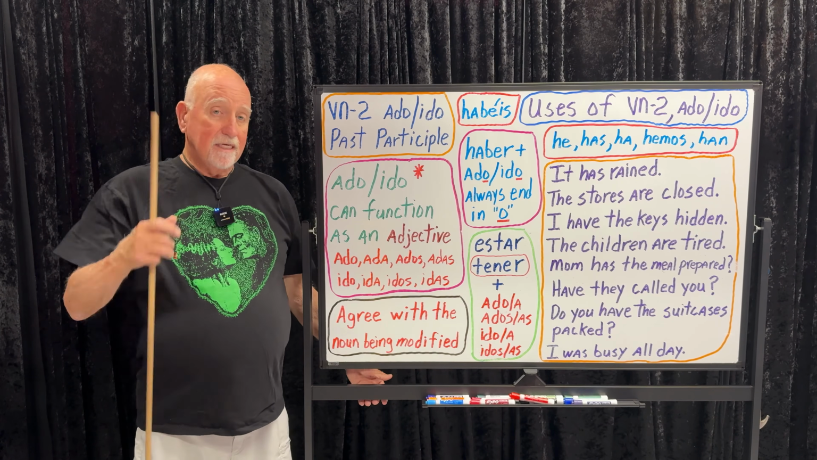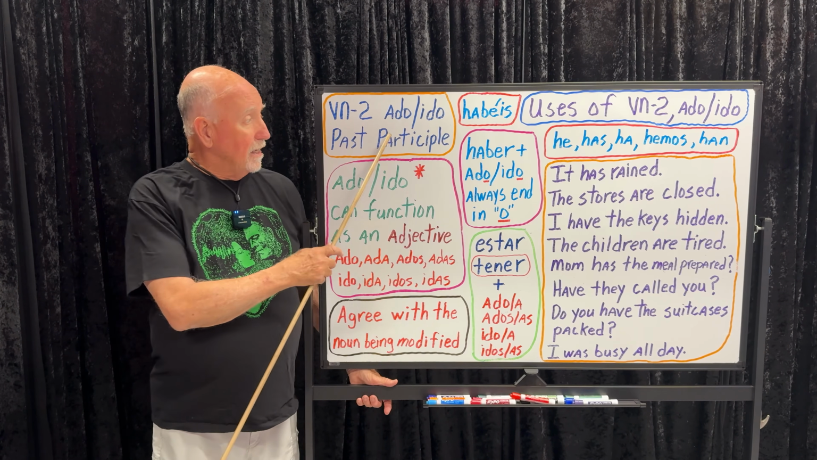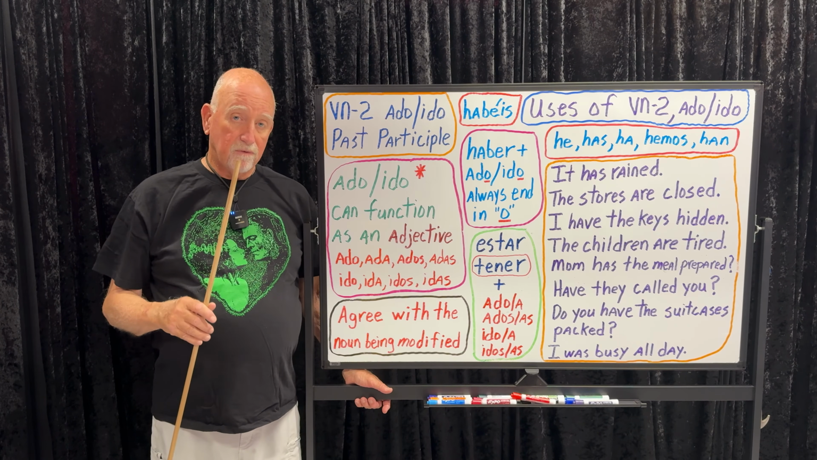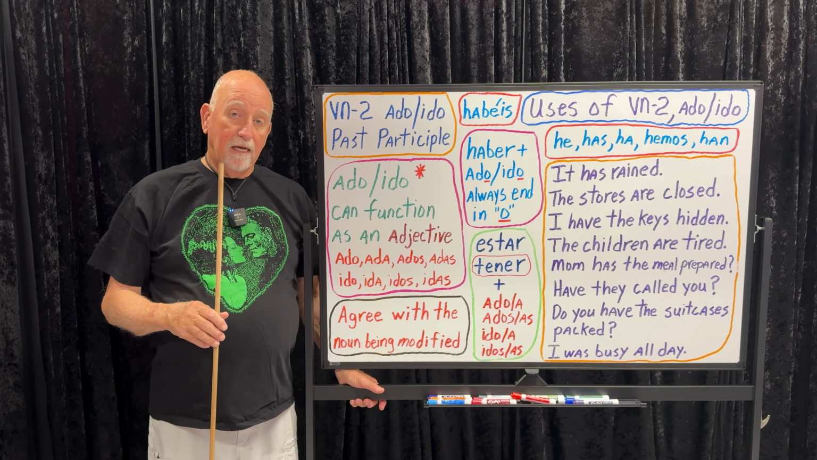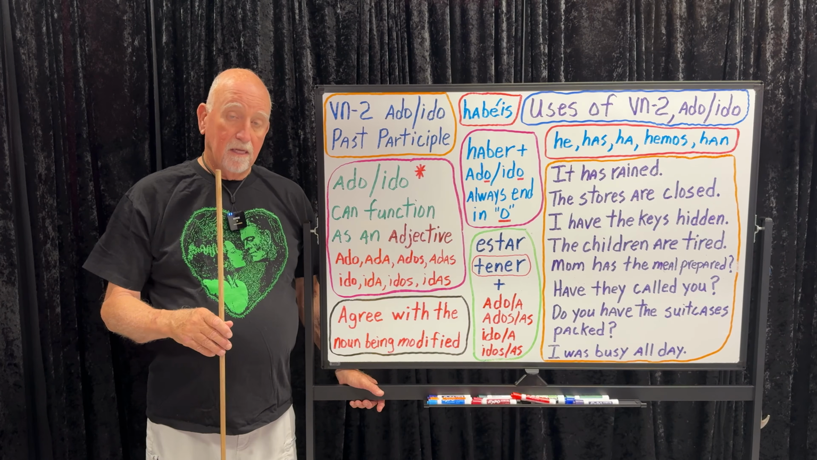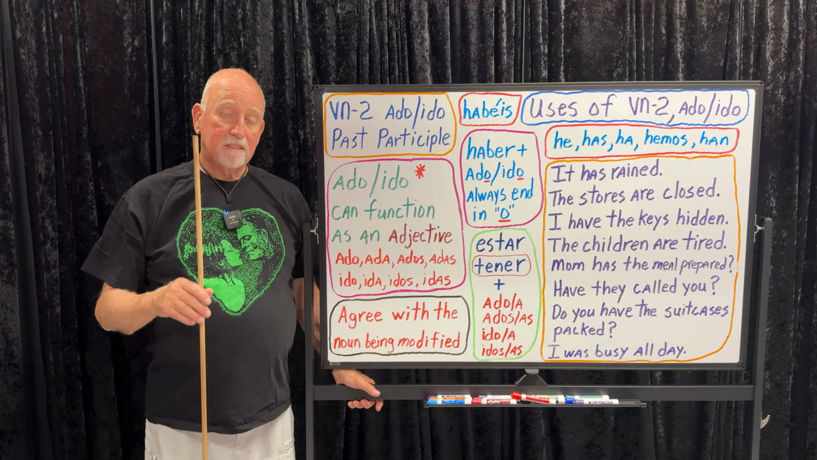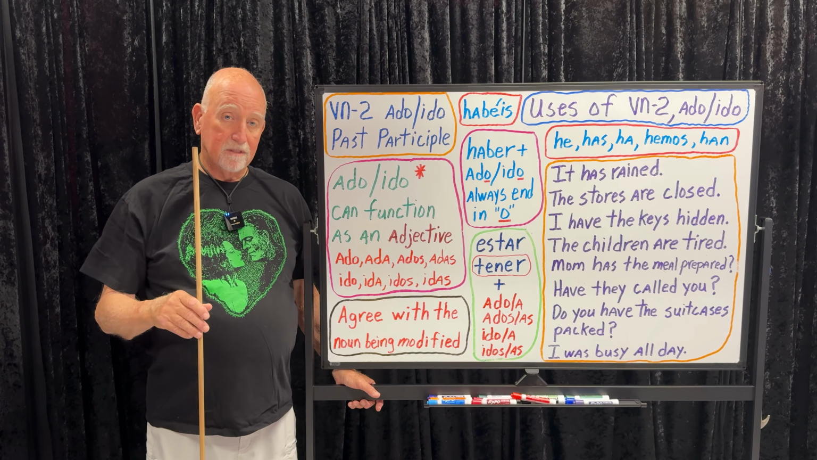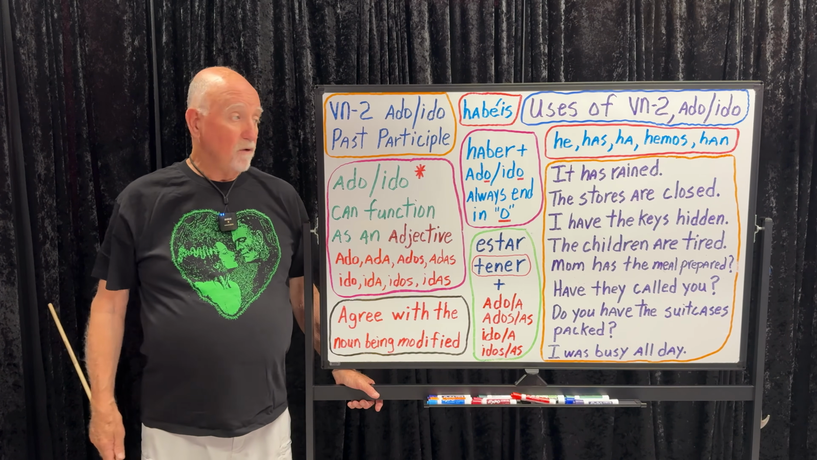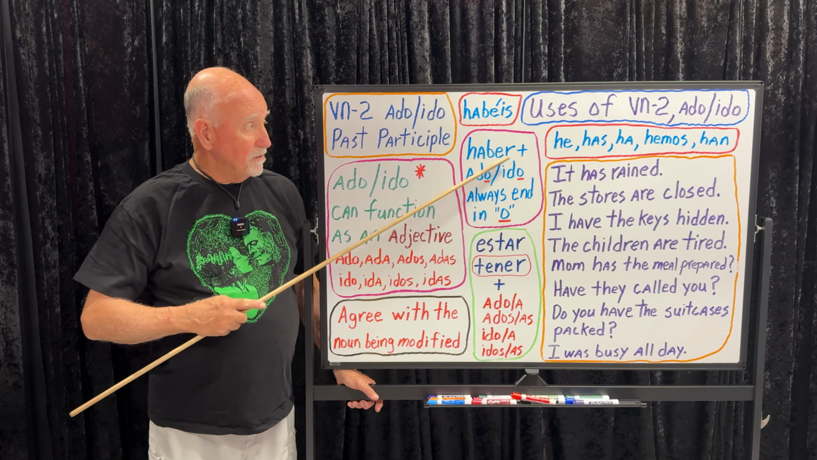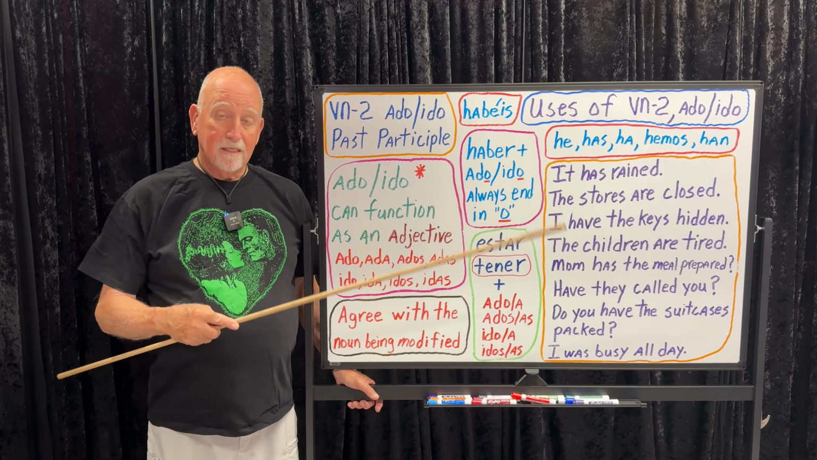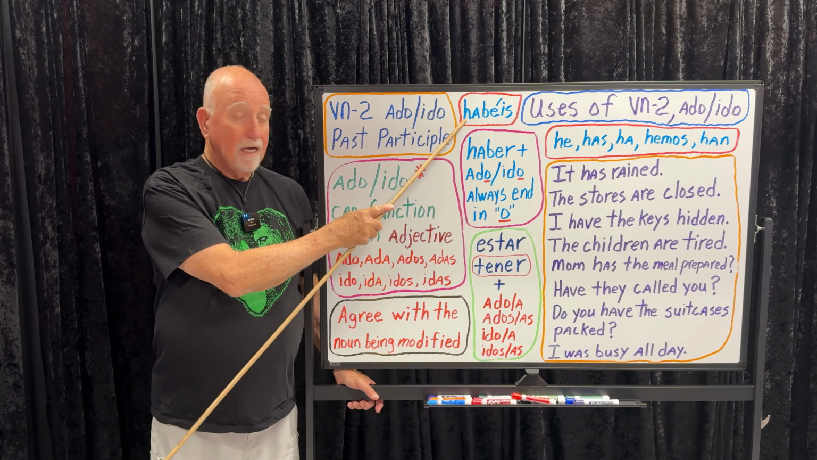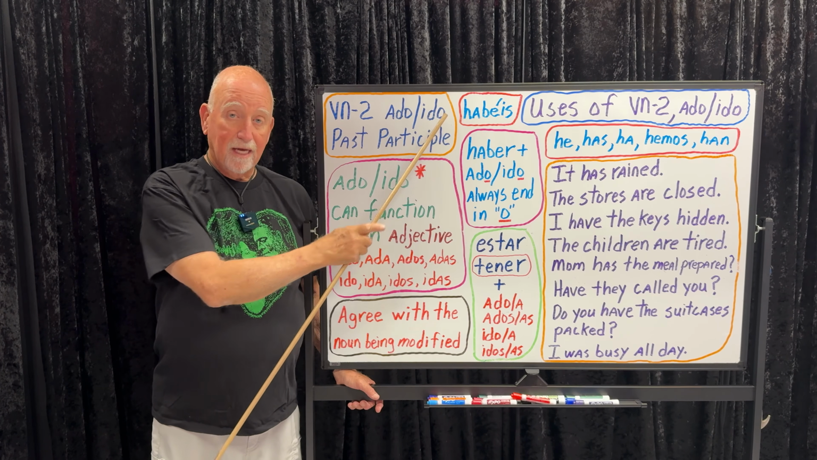Now, let's take a look here. We're going to go over to this cluster here. Anytime you use the auxiliary verb haber with a past participle, the past participle must always end in O. Always end in O, no exceptions. For example, take the verb comer, we have eaten. Here is haber in the present tense. Has, hemos, han. The vosotros, you plural, is habéis.